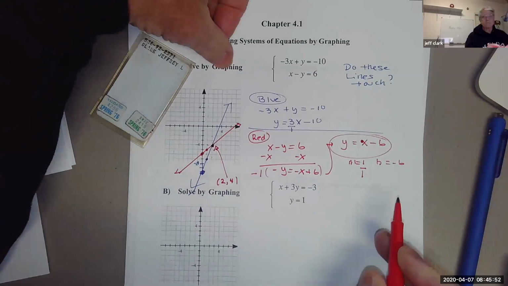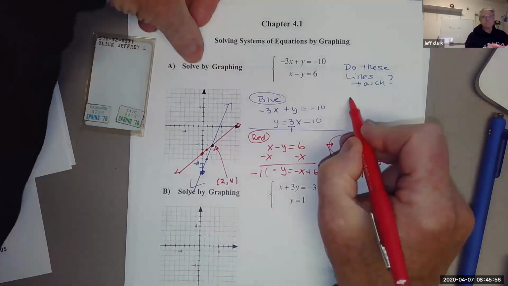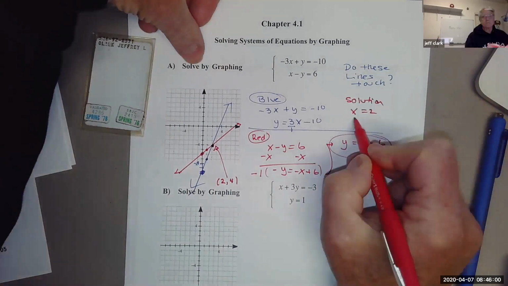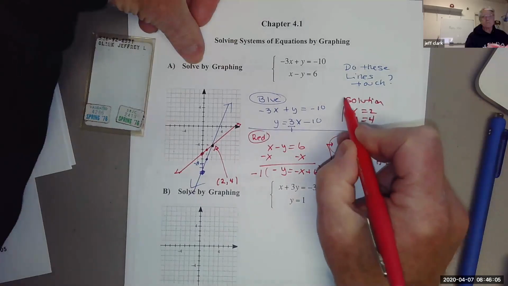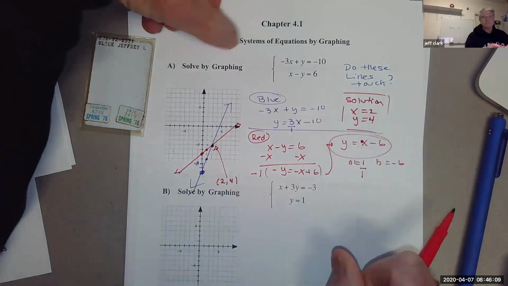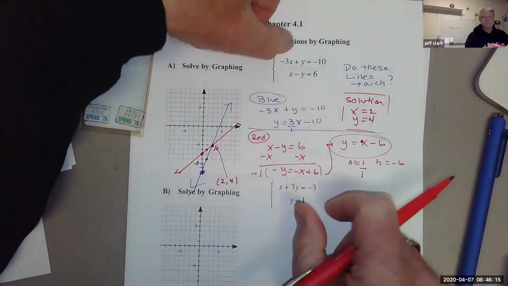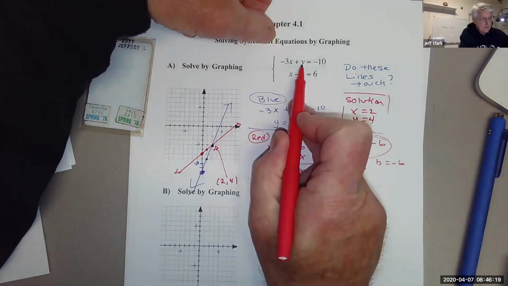Or if I'm looking for a solution, x equals 2 and y equals 4. Now, if you wonder if that really is true for both of these, you put in 2 and 4 to both of them and see if it's true. Put a 2 here and a 4. Okay, so negative 3 times 2 is negative 6.